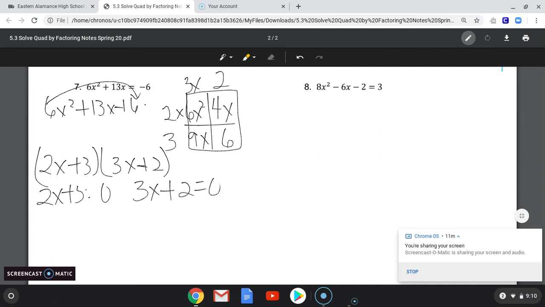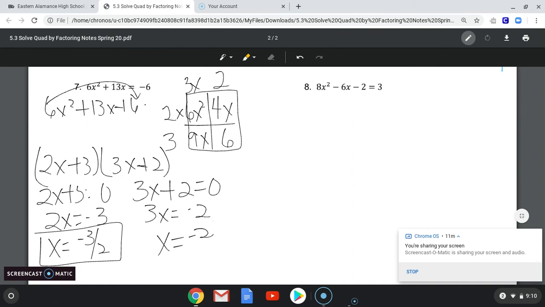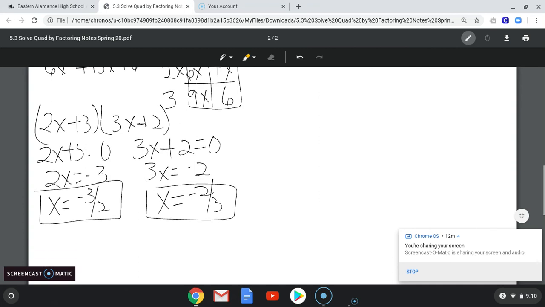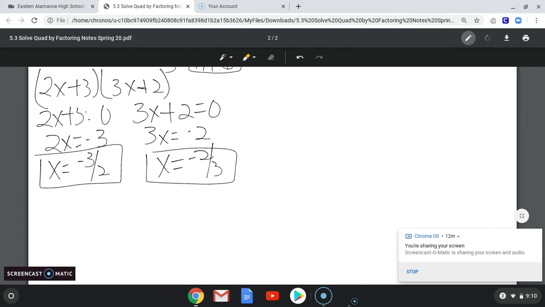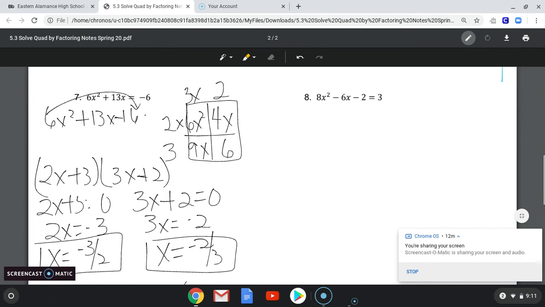When I set equal to 0 and solve, this will give me 2x is equal to negative 3, or x, once I divide by 2, is negative 3 halves. Leave it as a fraction. Over here, 3x is equal to negative 2, divide by 3, negative 2/3. Awesome. Now, one quick thing. Whenever I'm putting this into Delta Math, you just simply type in negative 3 halves, comma, negative 2/3, and it will give you your answer. I'm going to go back to my last example.